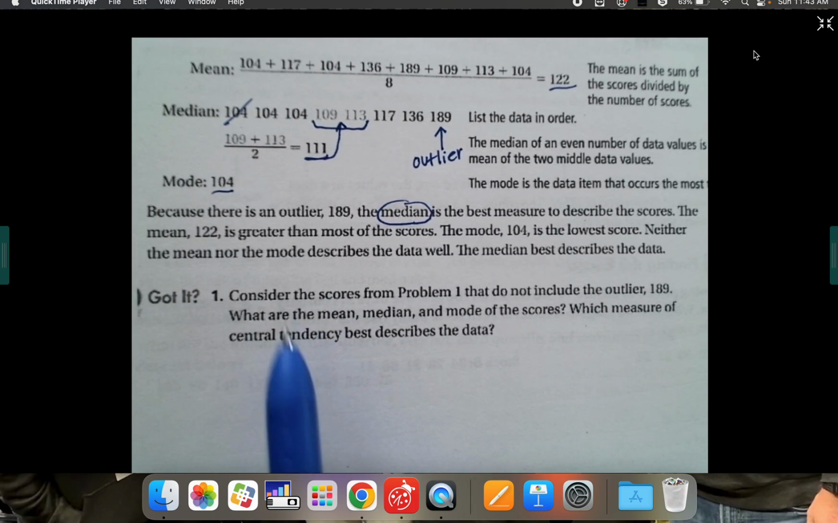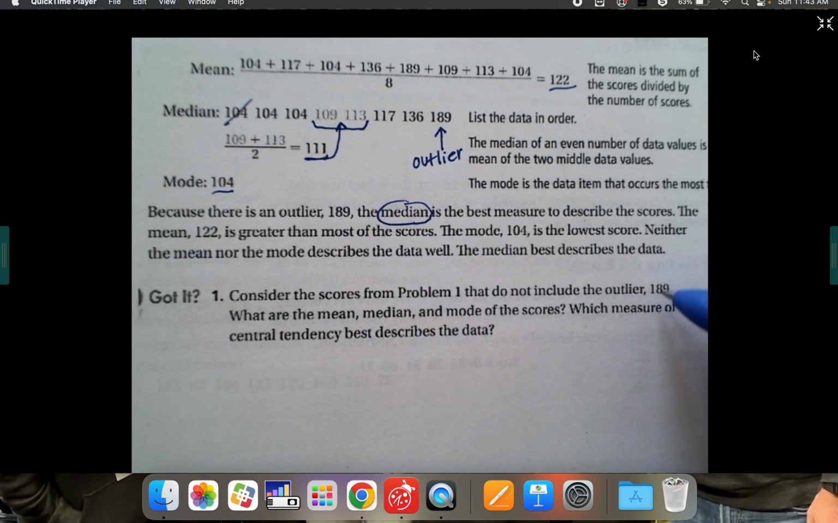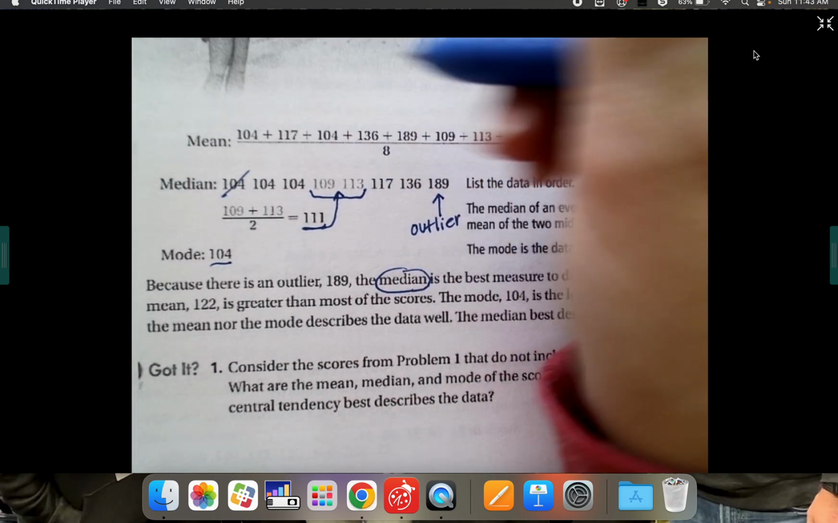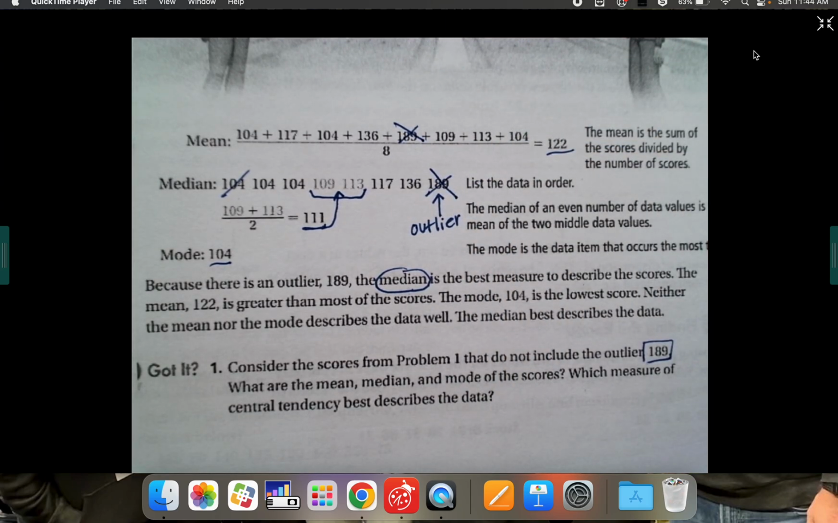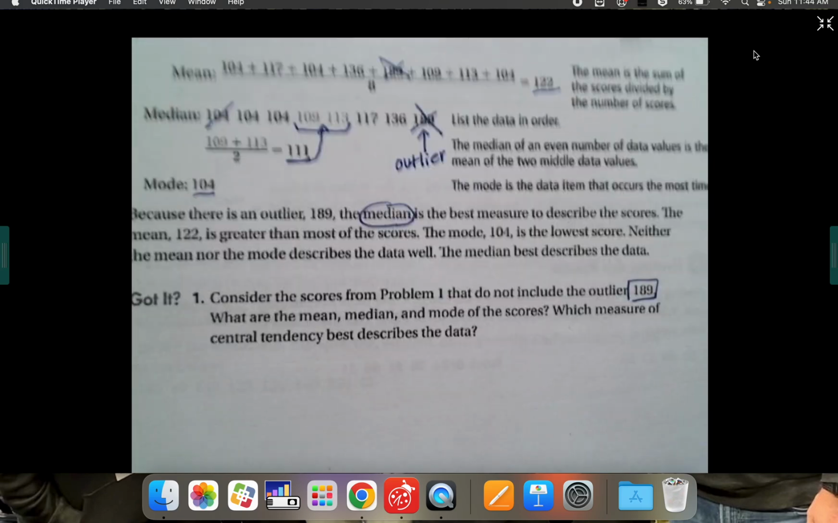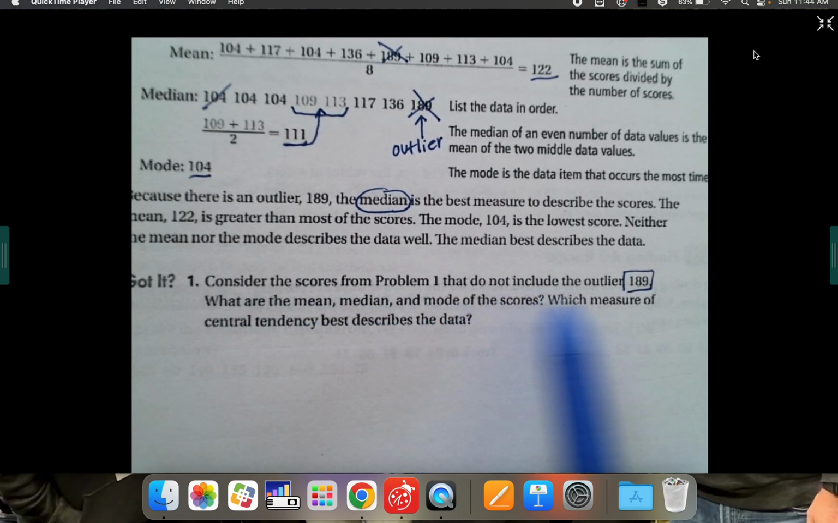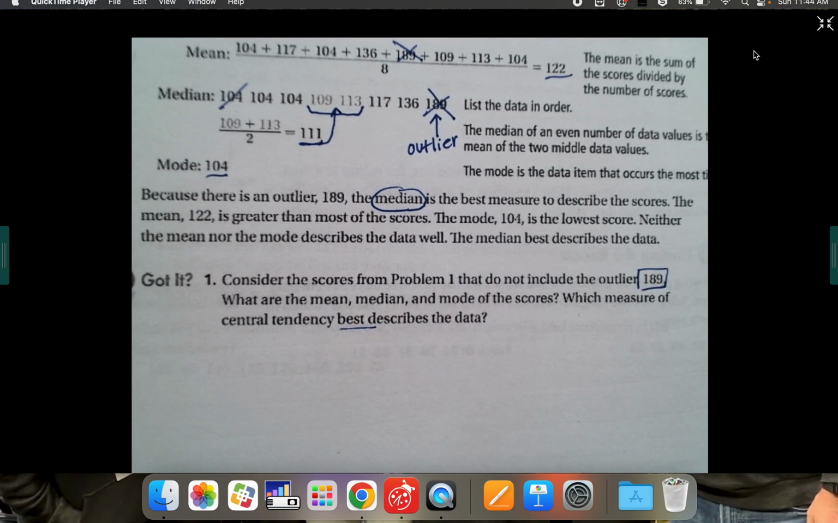So let's look at our next question. They're saying, okay, so let's say we don't use the outlier. Let's say we take out 189 altogether, completely out. If we take it out, what would be our new information? So it wants us to redo the mean, the median, and the mode without the outlier of 189 now, and then describe which one would best show it.